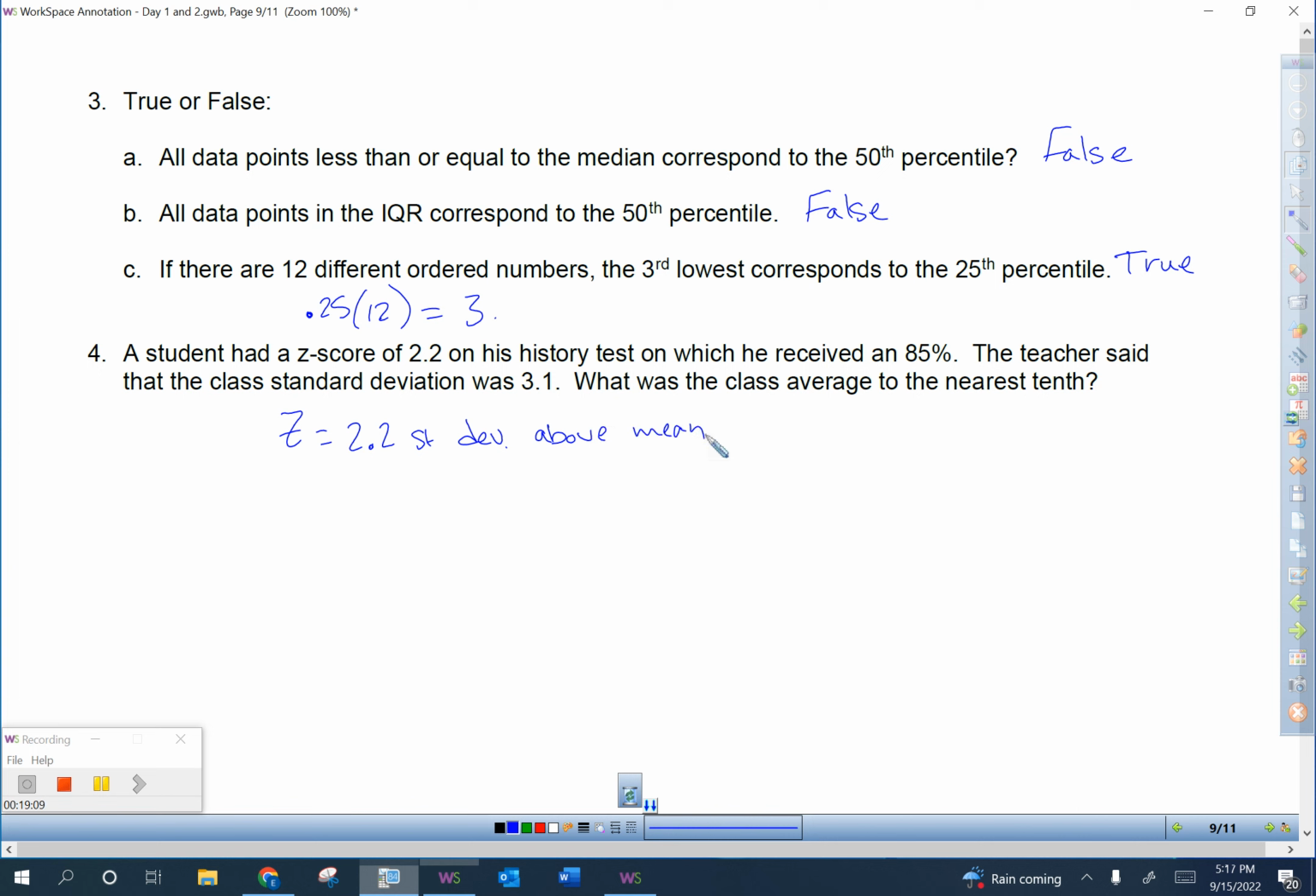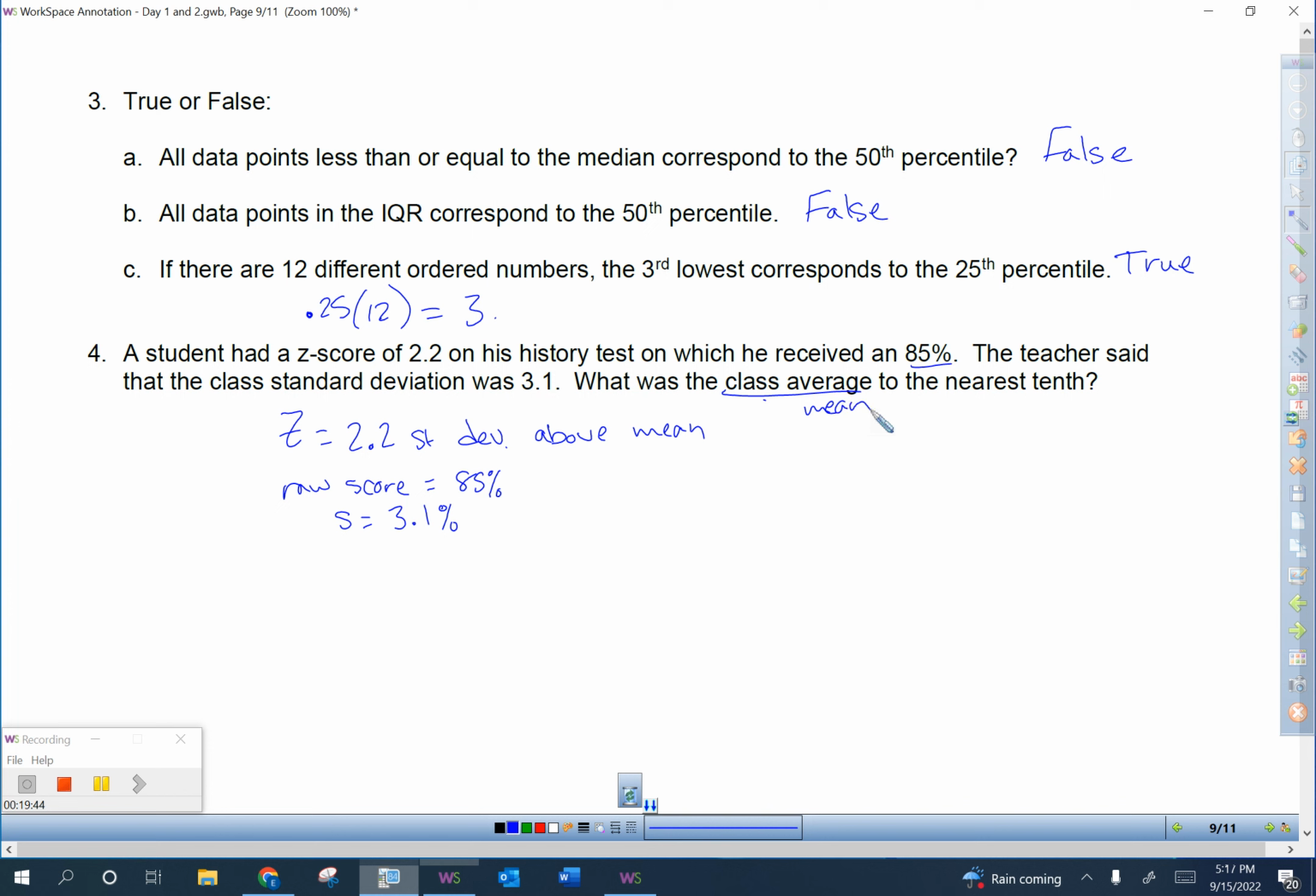Then the next thing we're told is the score itself, which we call the raw score, but you can just say value if you want, was 85%. And the teacher said that the class had a standard deviation of 3.1. Because we're talking about a score on a test, the standard deviation would also be indicating percent values. It says, what was the class average to the nearest tenth? So we're trying to find the mean.